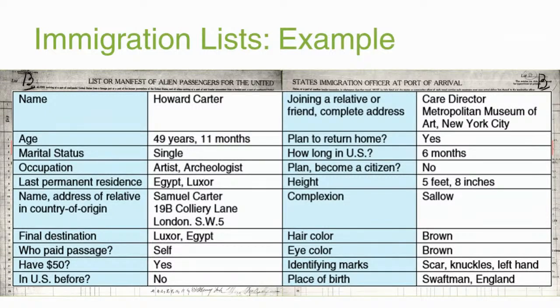He's 5 feet 8 inches with a sallow complexion, brown hair, brown eyes. He has a scar on the knuckles of his left hand, and he was born in Swaffham, England. So lots of great information in this passenger list. So make sure you're getting that second page of the manifest if there is one.